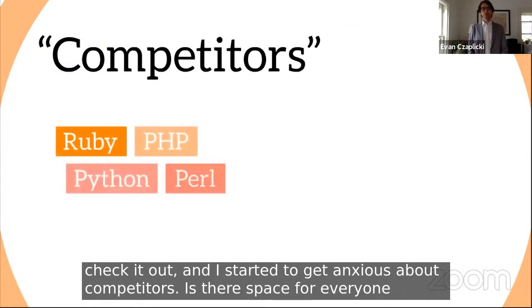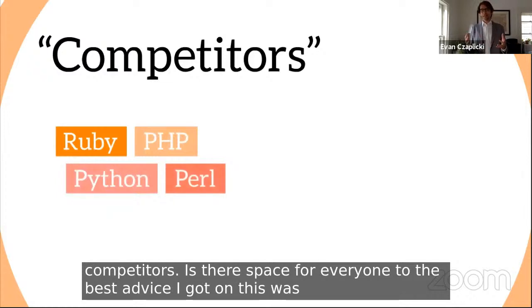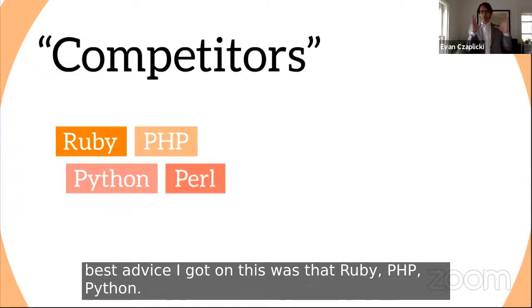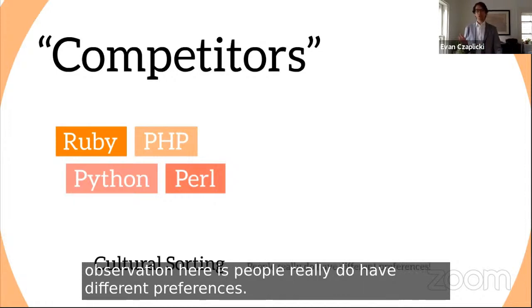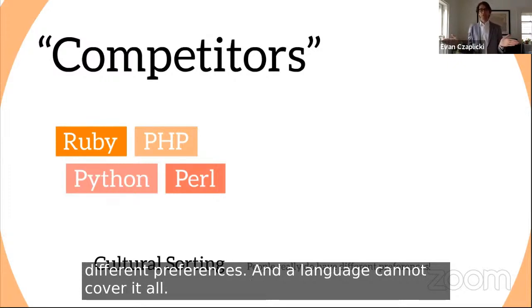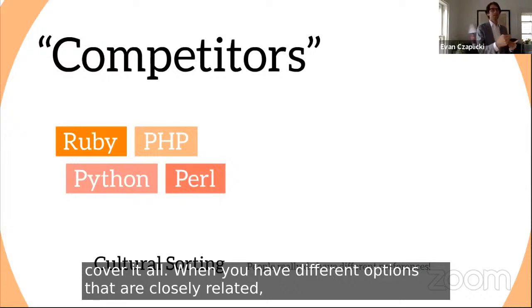And so the best advice I got on this was just that Ruby, PHP, Python, Perl, if you look at them just with your language hat on, they're pretty similar, but they all exist. They all have different communities that like different things and emphasize different things. And so the observation here is just like, people really do have different preferences, and a language can't cover it all. So when you have different options that are closely related, people find that they can find the place where they feel most comfortable and it works most for them.